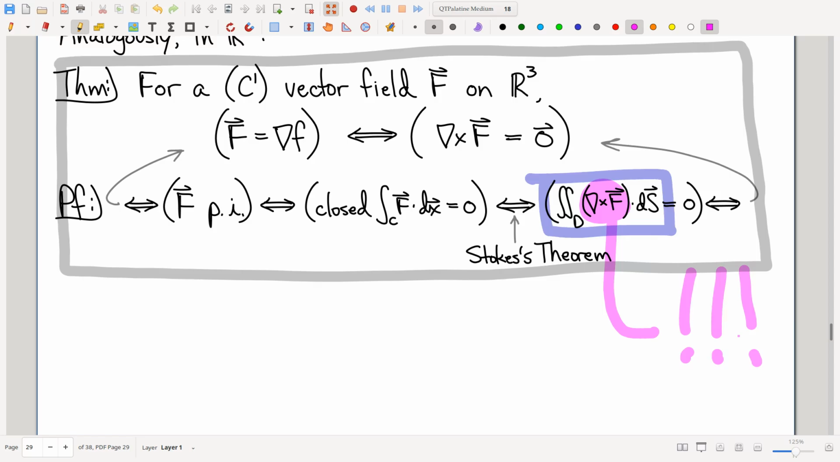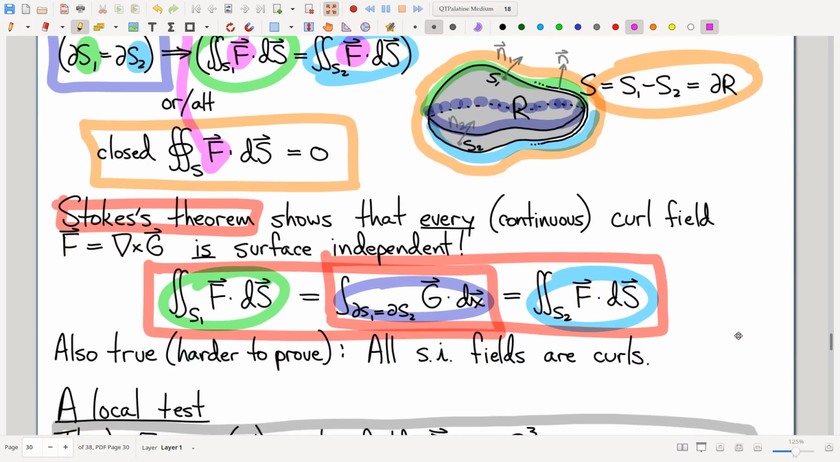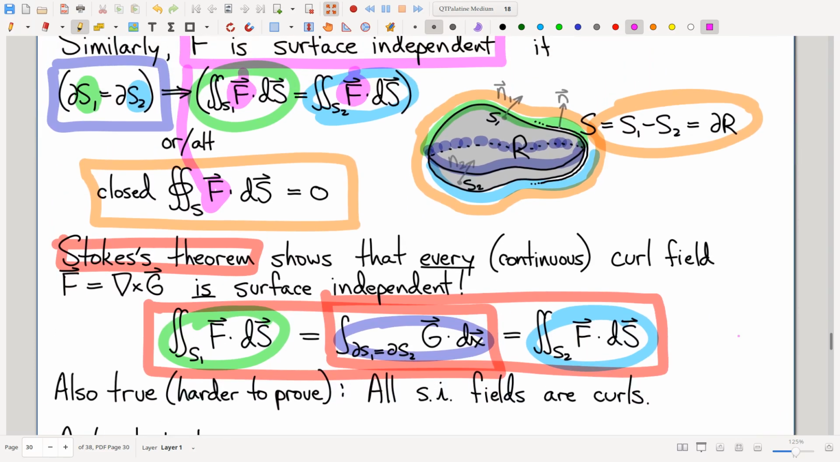And if you want to apply Stokes's theorem to a surface, you need your integrand to be a curl. So that is the punchline: what allows this to work is if your vector field is a curl. If your vector field is a curl, it will be surface independent. That's a cool little argument. Okay.